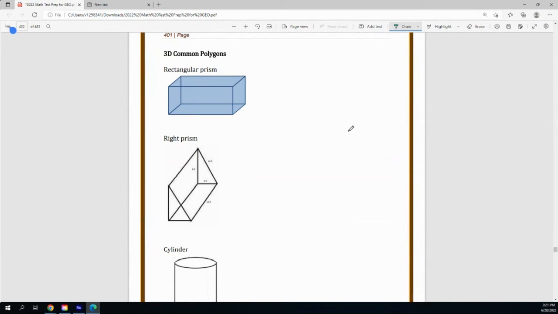3D common polygons. A lot of people have seen 3D and they're like, oh, the movie's in 3D, or it's three-dimensional. What that means is it actually does mean three-dimensional. And by 3 dimensions, they mean this. You have length, you have width, and you have height or depth.